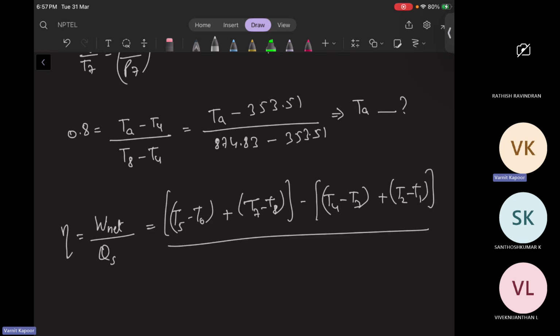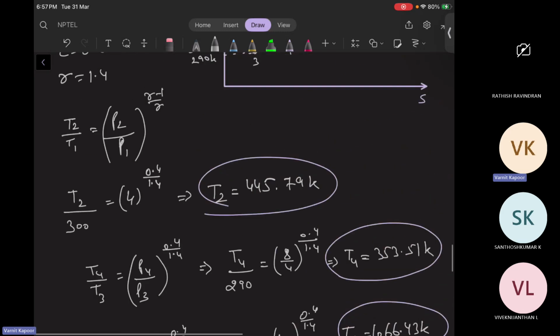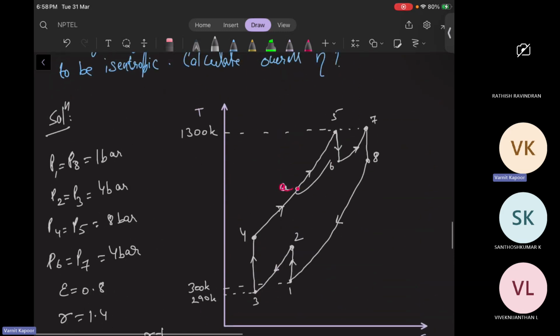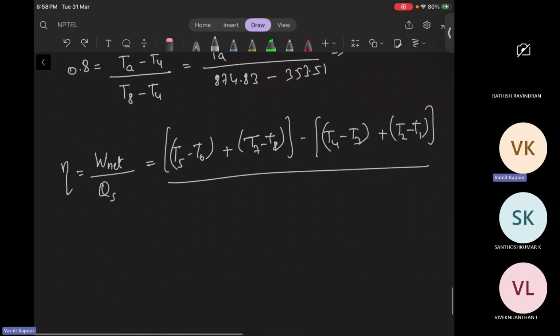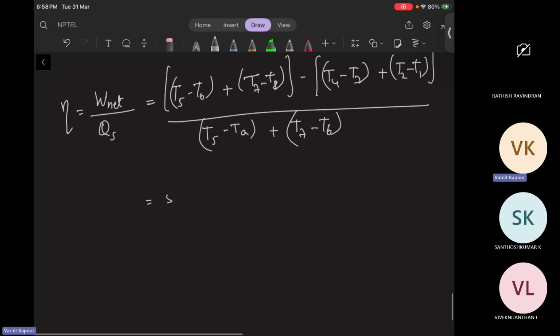And what is the heat supplied? Heat has been supplied between 5 and 8, that is between this to this. And again, between 6 and 7. Two times heat has been supplied. Okay. So that is T5 minus TA plus T7 minus T6. Now you put all the values, all the temperatures you have calculated, and finally you will get your efficiency to be 58.9%. And this is your answer.